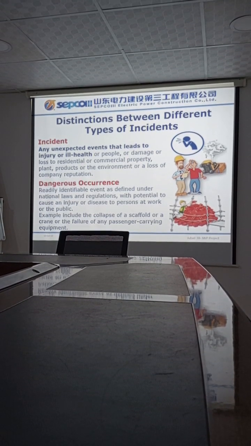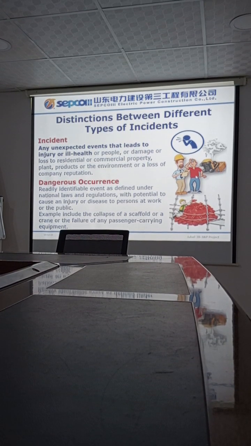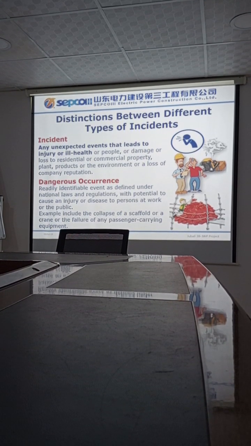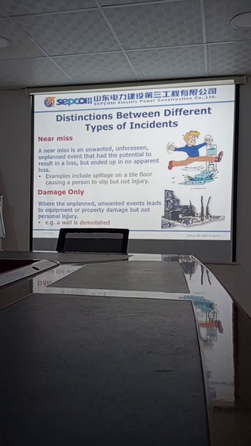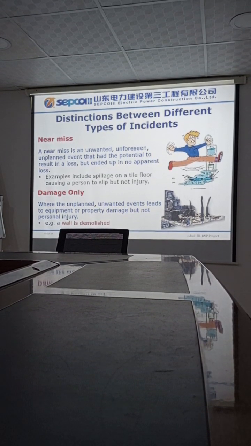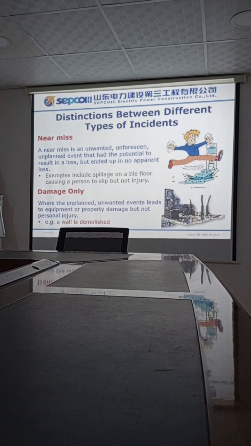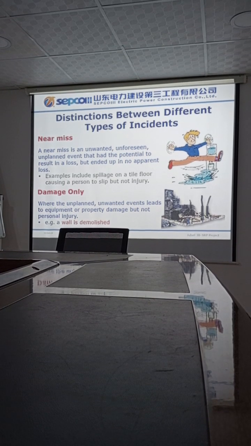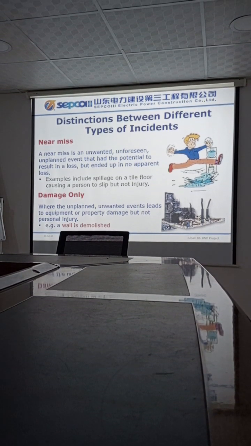Okay, an incident has already happened. See the forklift here, the operator dropped the material, but he is okay. Now, near miss. A near miss is an unwanted, unforeseen or unplanned event that had the potential to result in loss but ended with no apparent loss. He slipped but no injury. Near miss, nearness. Or if you are walking and some material falls down near you, that is a near miss.